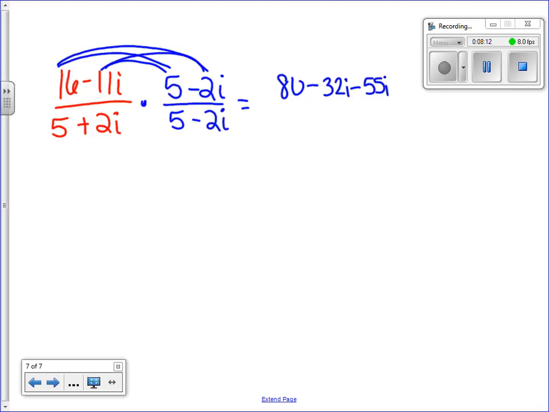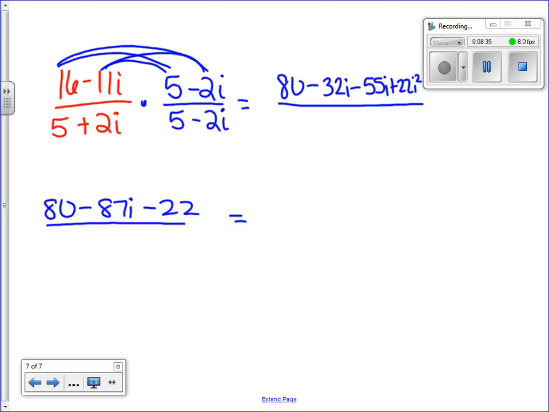And negative 11i times negative 2i. Okay, so 80 minus 87i minus 22, or 58 minus 87i. 80 minus 22. 80 minus 20 is 60. Take away another 2, you get 58, right? Yeah. Okay, so now let's shortcut this one.